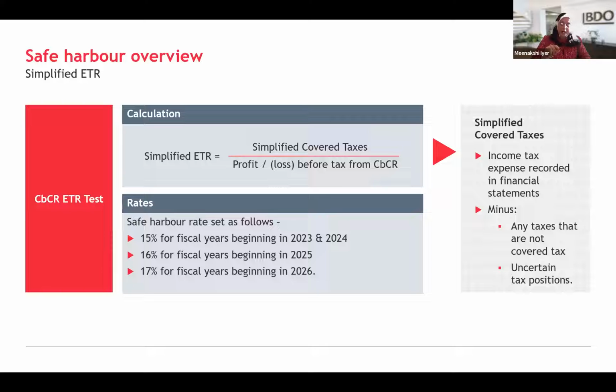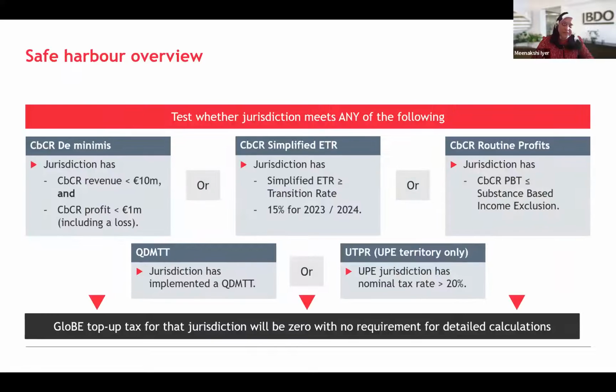And if this ETR is less than 15%, so the rates are different for different years. It's 15% for fiscal years beginning in 2023-24, 16% for 2025, and 17% for 2026. If the ETR using this calculation is more than these numbers, then you can rely on the safe harbor. Sorry, not less than. So if you now move back to the previous slide.